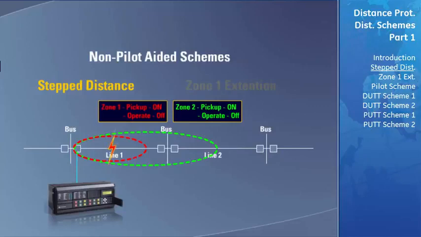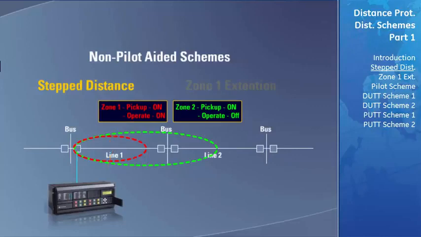Any faults that occur at the beginning of the transmission line will be picked up by both Zone 1 and Zone 2, as seen by the status of their pickup flags. Since Zone 1 has no intentional time delay, its operate flag will turn on immediately. The Zone 2 operate flag will not yet turn on because it has a time delay programmed within it. The Zone 1 operate flag will then trigger the D60 to trip to clear the fault.